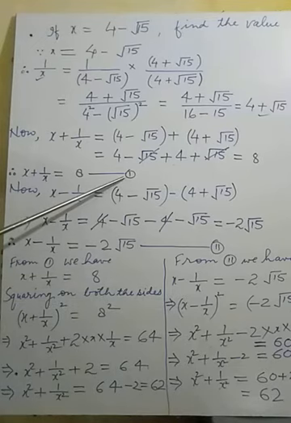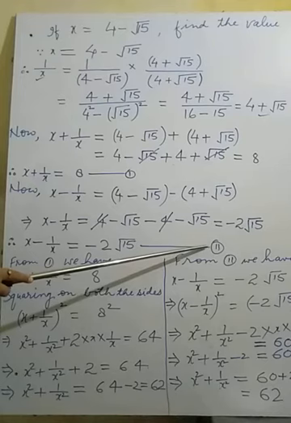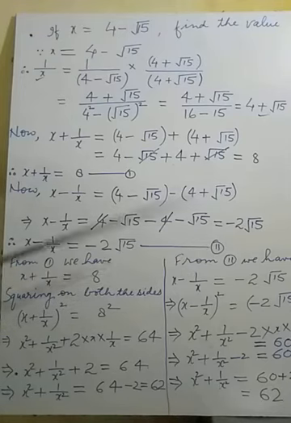So equation number 1, squaring both the sides. Equation number 2, squaring both the sides. Both can be taken, but you will take only one. Either squaring x plus 1 upon x on both sides, or squaring x minus 1 upon x on both sides. What will be there? Firstly, we have to take equation number 1. So from equation number 1 we have what value? x plus 1 upon x equals 8.